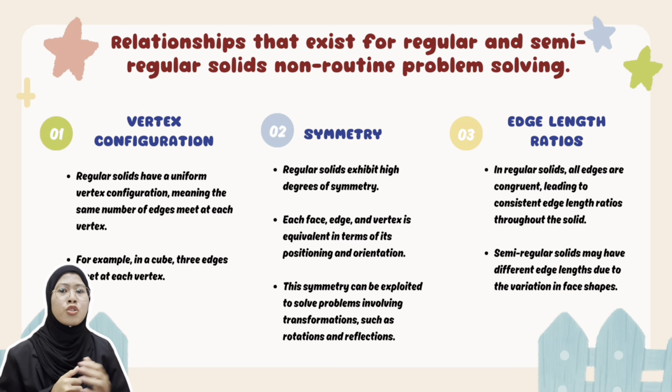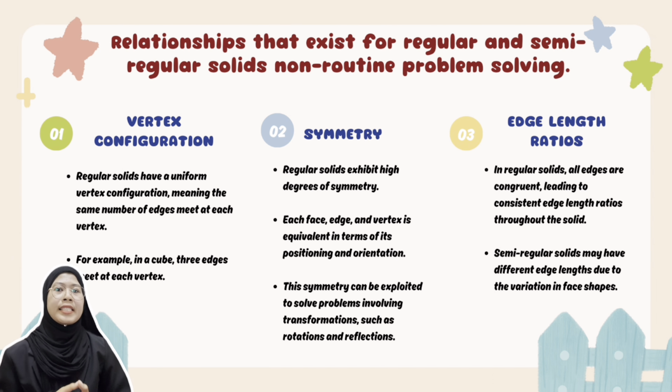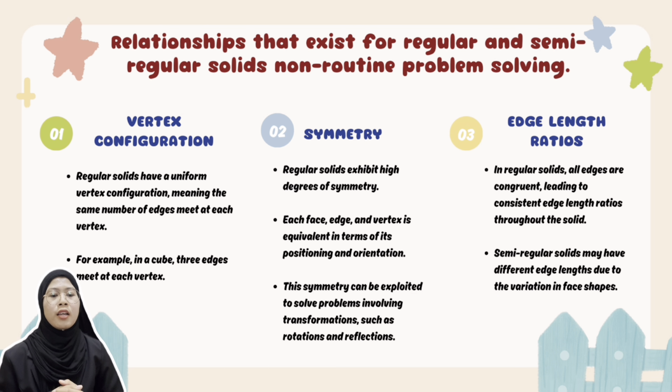Semi-regular solids possess symmetry as well, but it may not be as uniform as in a regular solid. The third one is edge-length ratio. In regular solids, all edges are congruent, leading to a consistent edge-length ratio throughout the solid. Semi-regular solids may have different edge lengths due to the variation in face shapes. Analyzing the ratio of edge lengths and their implications for the overall structure can be a non-routine problem challenge.